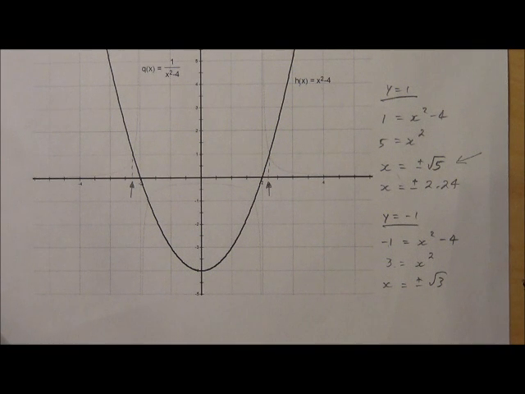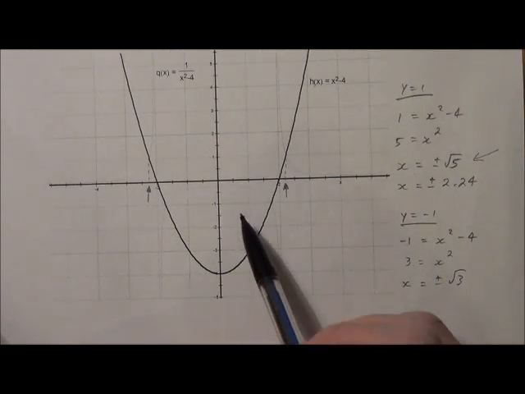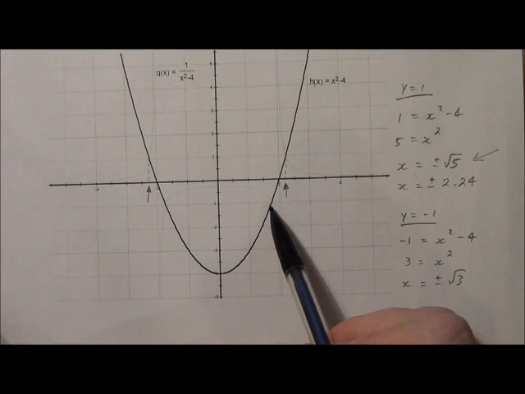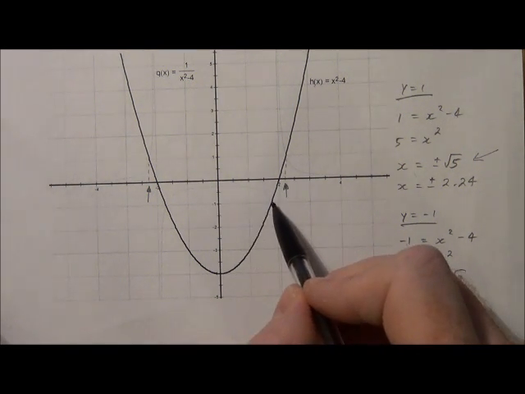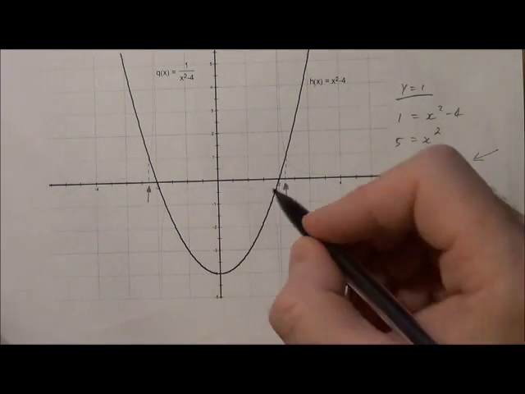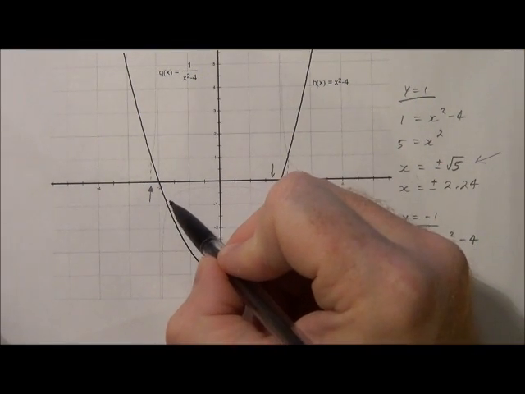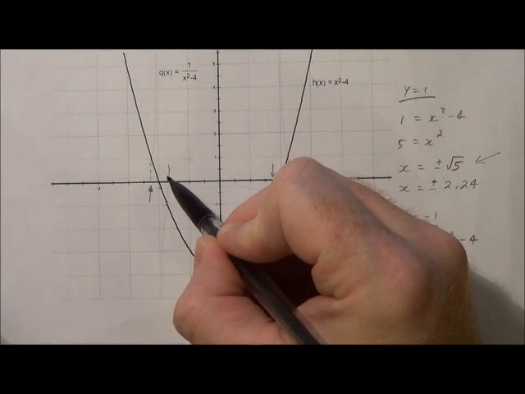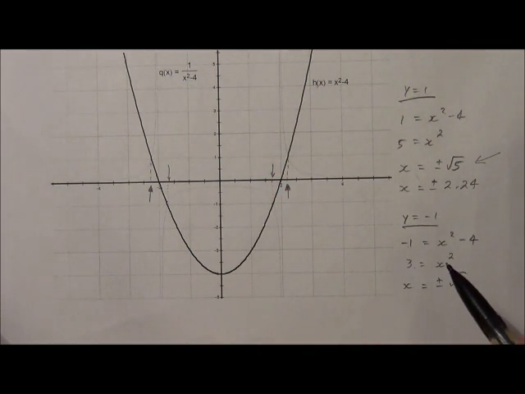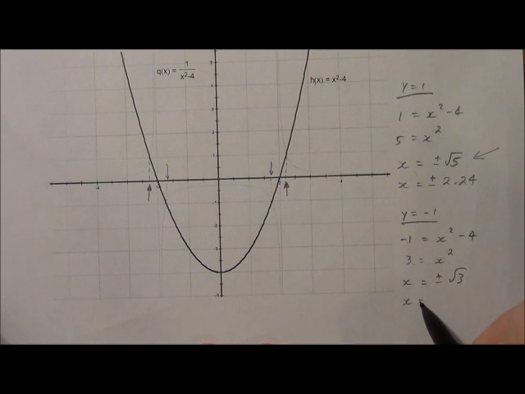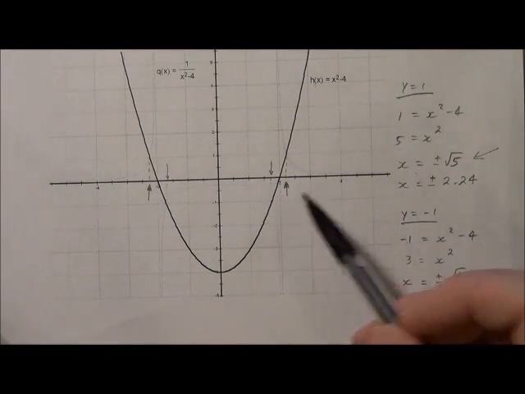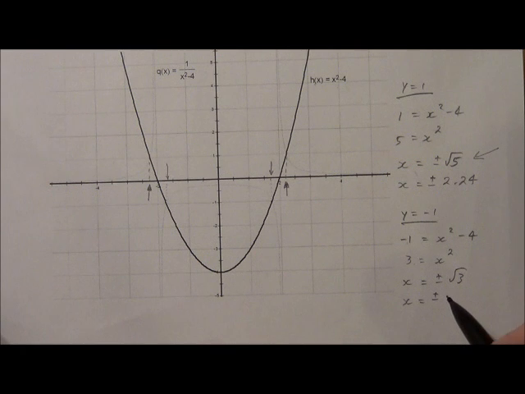And just to locate that, we got -1 here. The graph crosses y equals -1 right here, and again here. So just so you get an idea of where that would be graphically, it would be positive or negative 1.73. But I will be sticking with the exact values of root 3 and root 5 for those two.